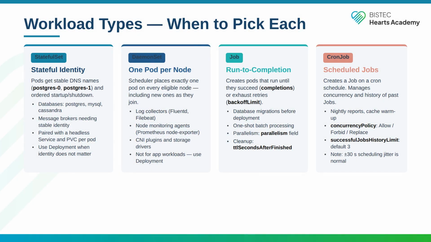Deployments handle the majority of workloads: stateless services, APIs, workers. But 4 other types solve specific problems that deployments cannot address well. StatefulSet is for workloads that need stable identity. Pods in a StatefulSet get predictable names: postgres-0, postgres-1, postgres-2. They start and stop in order. Each pod gets its own persistent volume claim. If postgres-0 restarts, it reattaches to the same storage it had before. Use StatefulSet for databases and anything where which pod you are matters.